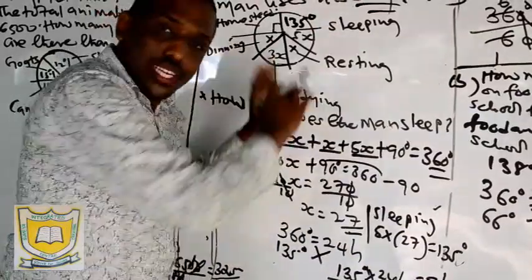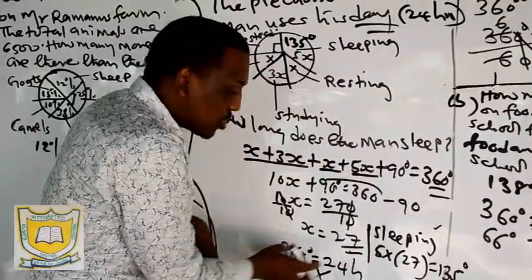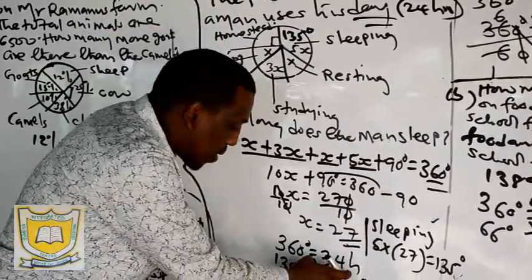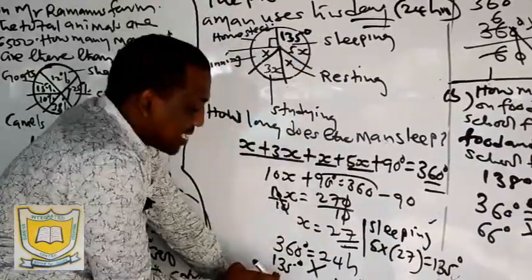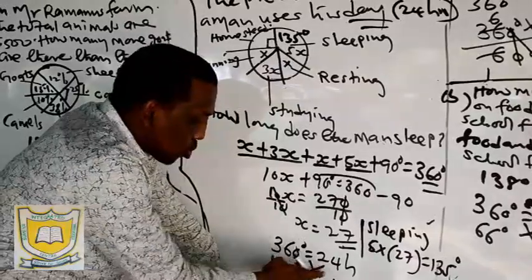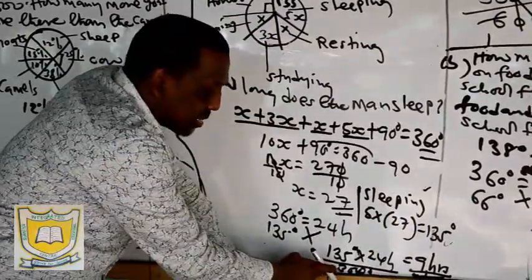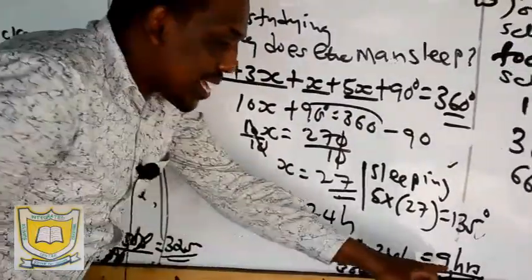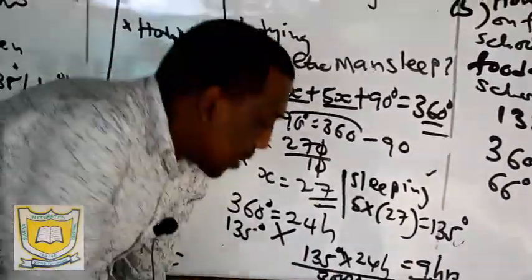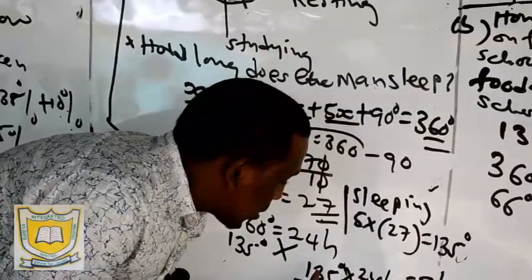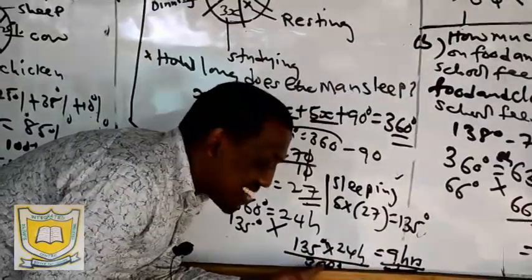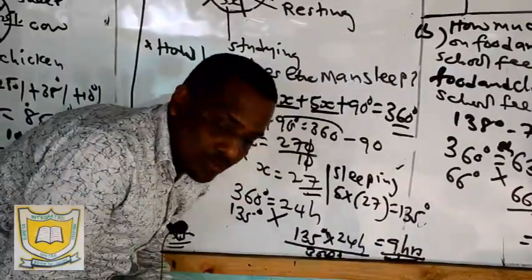So total degree, we know 360 degrees is equal to a day, which has got 24 hours. What about 135 degrees of sleeping? Cross multiply. 135 degrees times 24 over 360. So when you simplify, you will get 9 hours. So 135 times 24 hours divided by 360, you will get 9 hours. So that's how we find it.